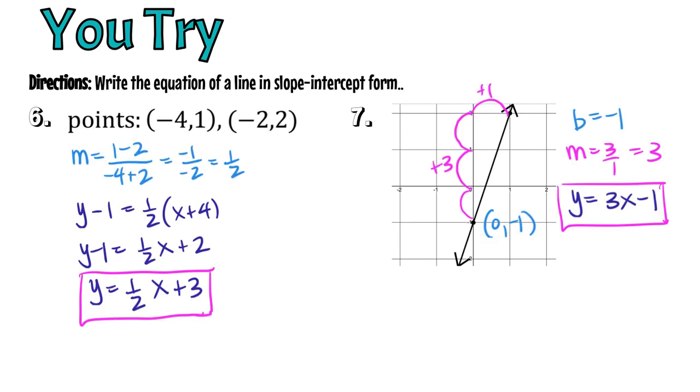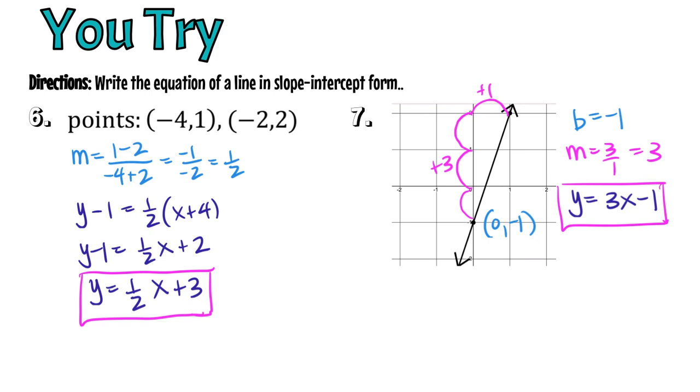Hopefully you paused the video and in number 6 you found the slope to be 1/2. Remember that you could have used either point, so you could have used the point (negative 4, 1) or the point (negative 2, 2). In this situation, there are two different equations in point-slope form. However, both equations in point-slope form will give you the same slope-intercept form. Therefore, your answer, regardless of which point you used, should be y equals 1/2 x plus 3.